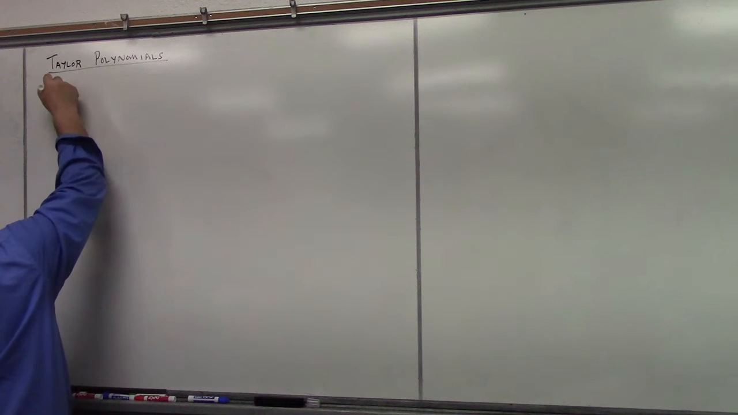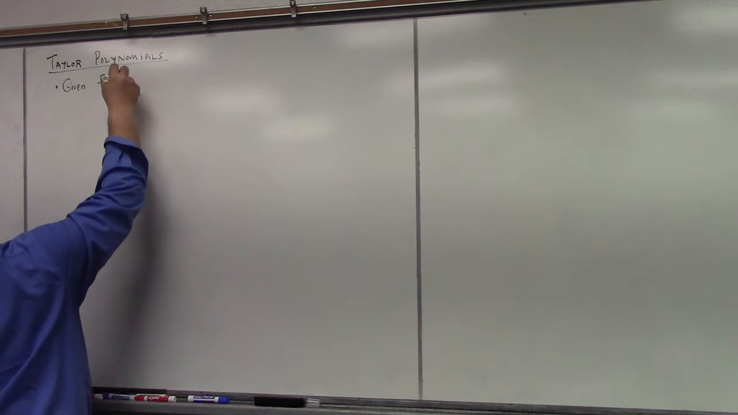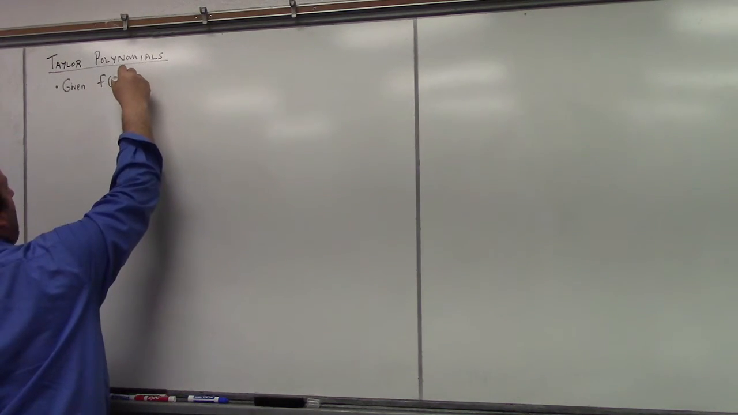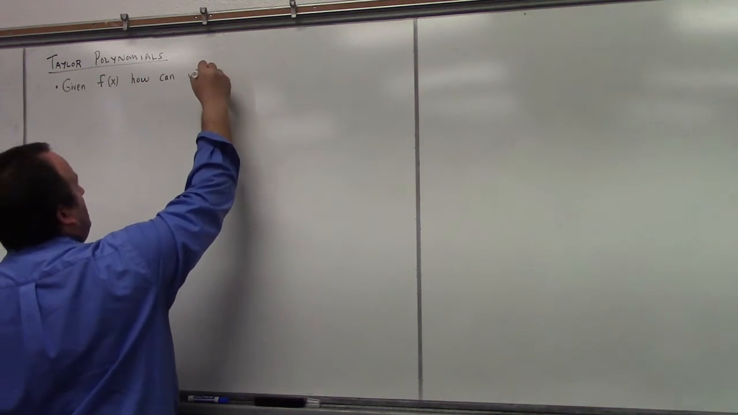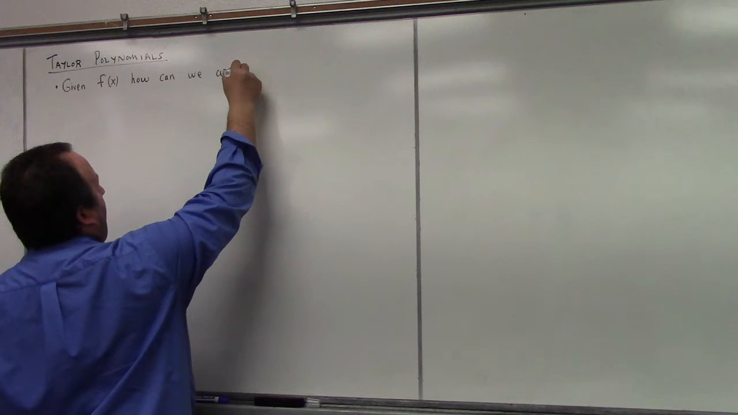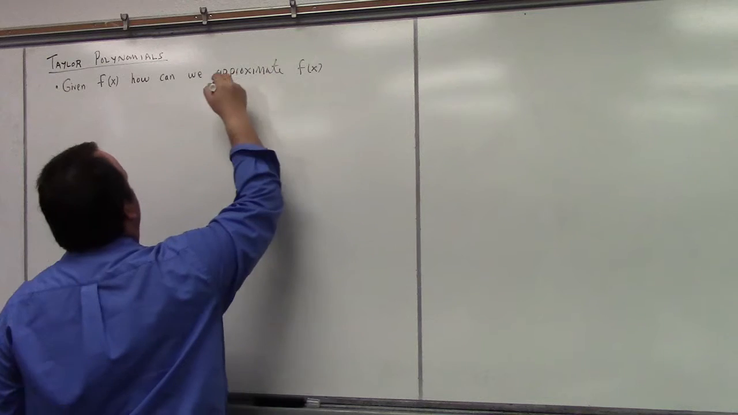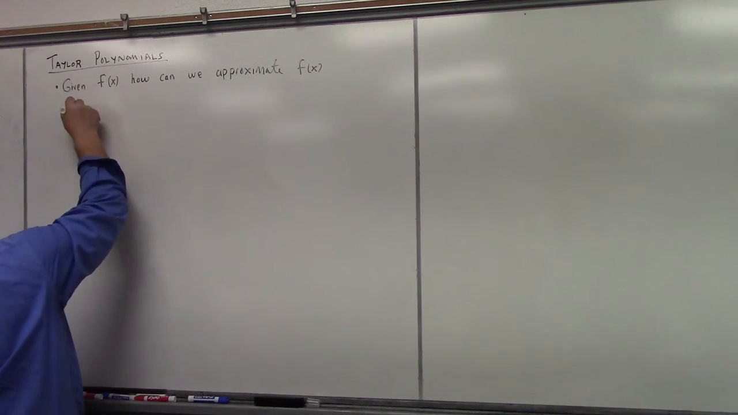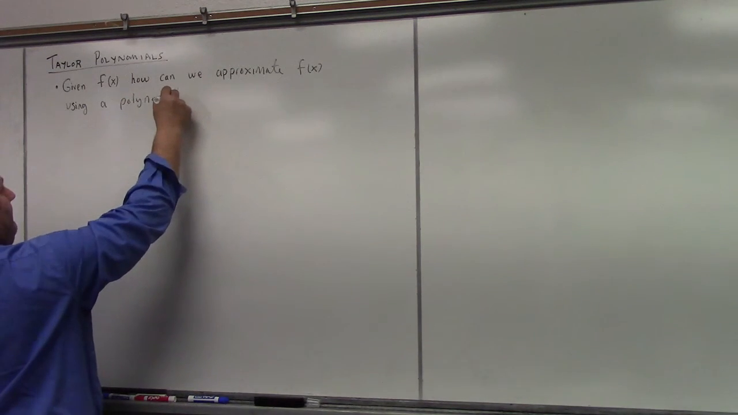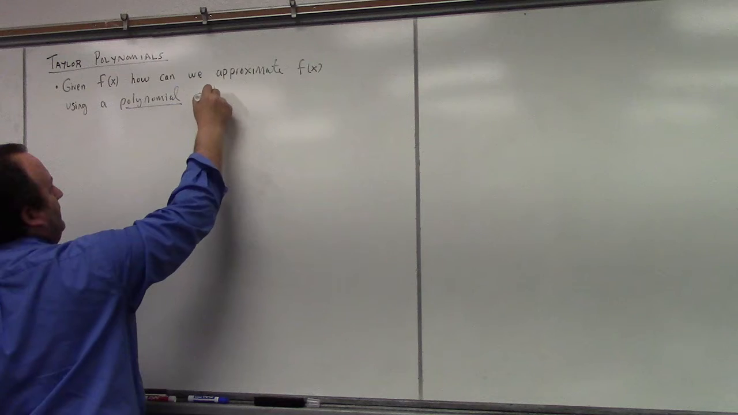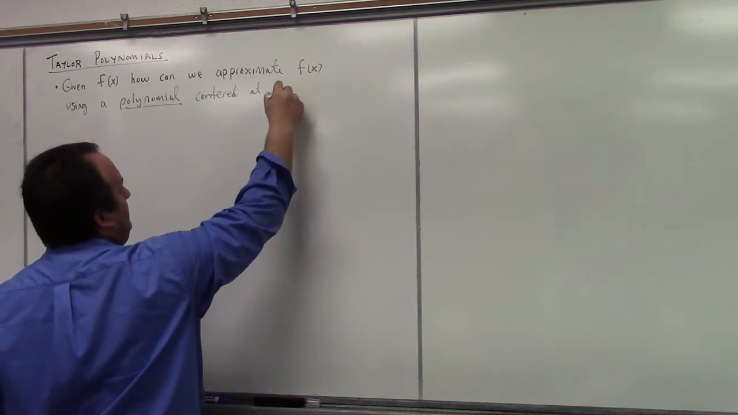So here's basically the problem. Given a function f of x, how can we approximate f of x using a polynomial centered at x equals a.